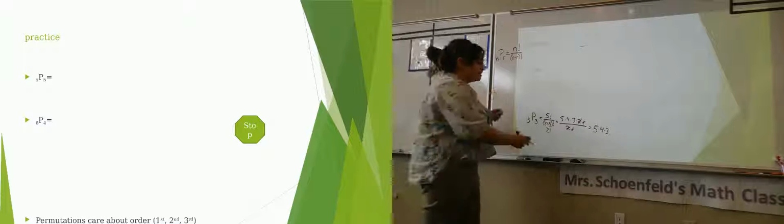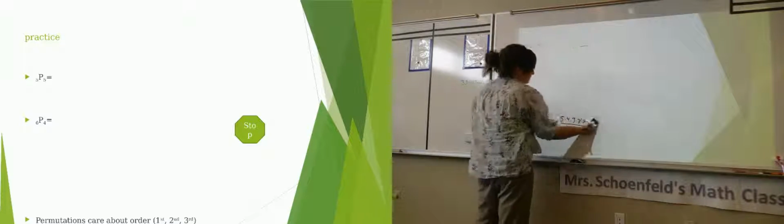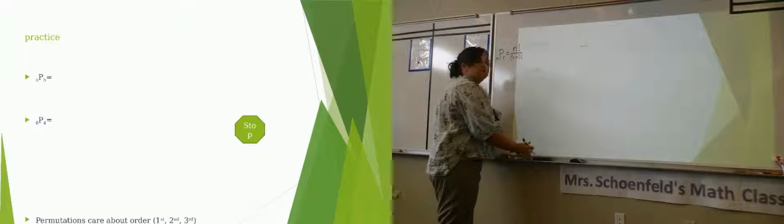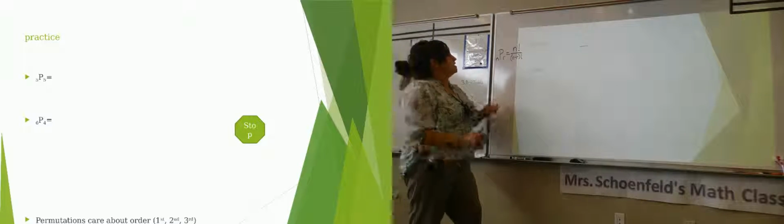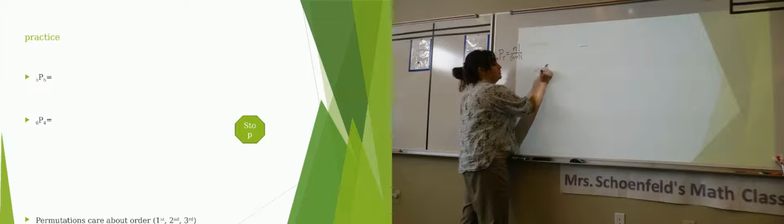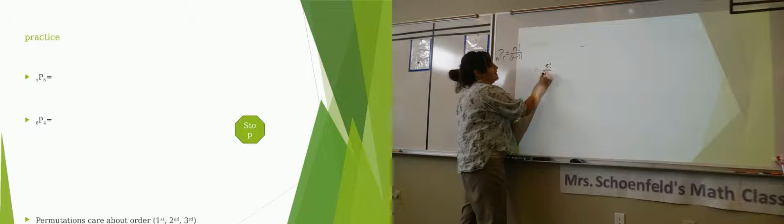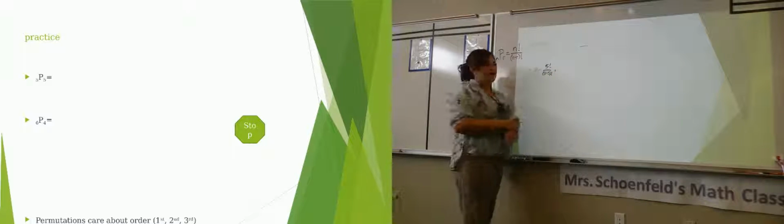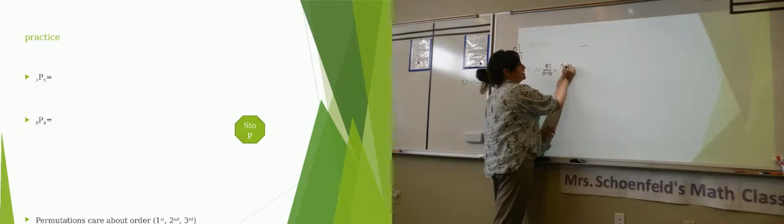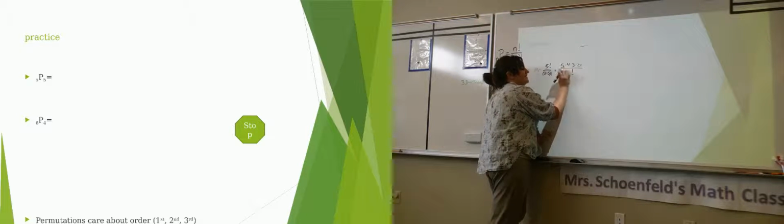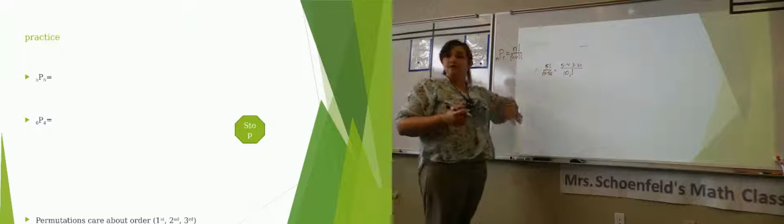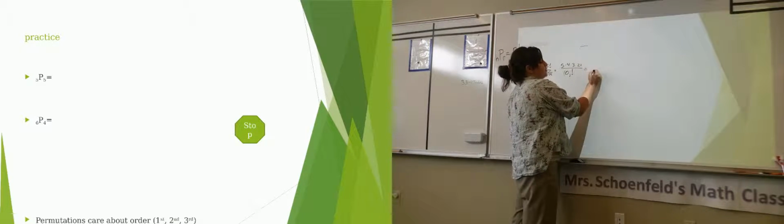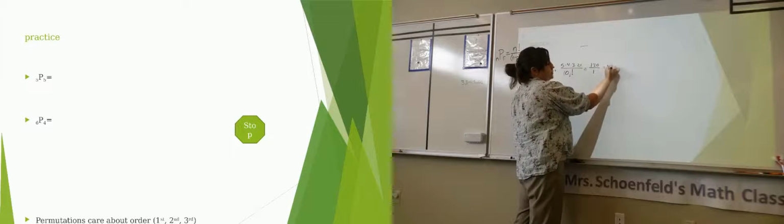Okay, so let's just do a couple of these, and then we can see why we have some of the rules that we made up. So 5 permute 5 is 5 factorial over 5 minus 5 factorial. So I have 5 times 4 times 3 times 2 times 1, which is 120, over 0 factorial. 0 factorial is always 1, so it's really just 120 over 1, just 120.